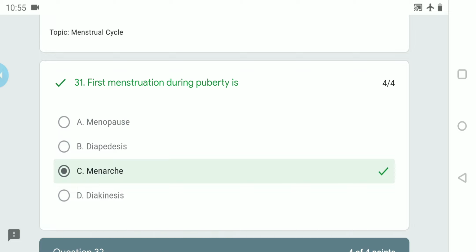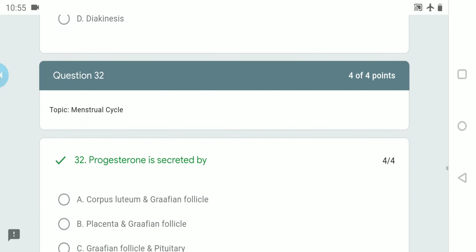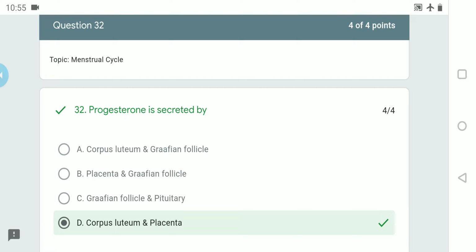Next question, it is also related to the menstrual cycle. Progesterone is secreted by the corpus luteum and placenta. Remember, while we were discussing the hormonal influence, I told you clearly that progesterone is not only secreted by the corpus luteum, it is also secreted from the placenta. Next question.